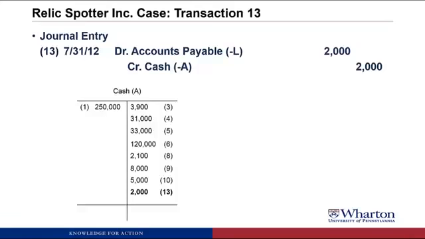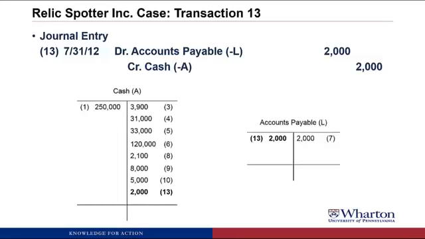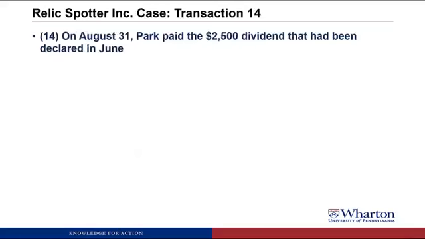We post this to T accounts. There's another credit entry on the right-hand side of the cash T account and a debit to accounts payable. And notice at this point, the balance in accounts payable would be 0, which makes sense because we don't owe our supplier any money anymore. We've fully paid off the liability.